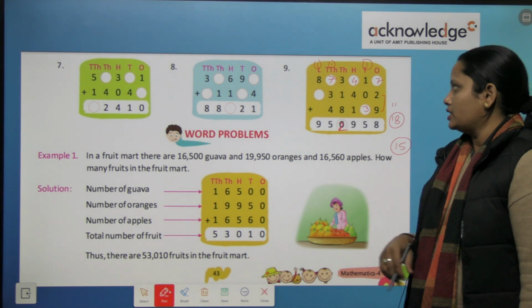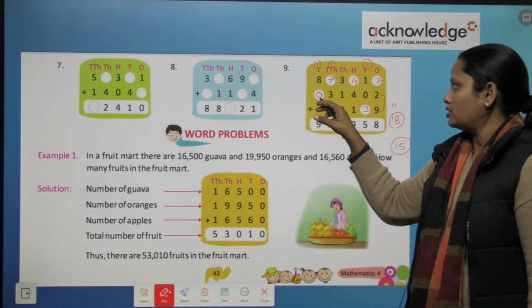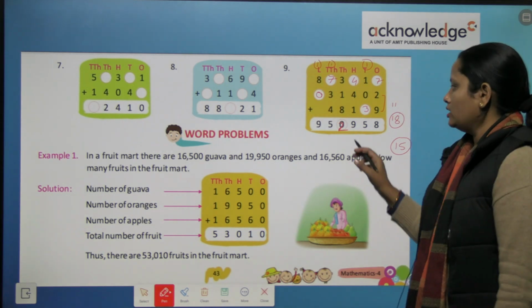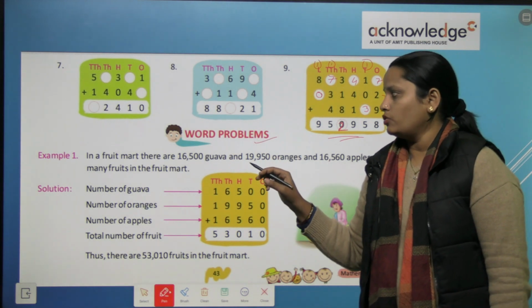Next 8 plus 1 is 9. So here we have to write 0. Clear? So this is our answer. Now let's move on to word problem.